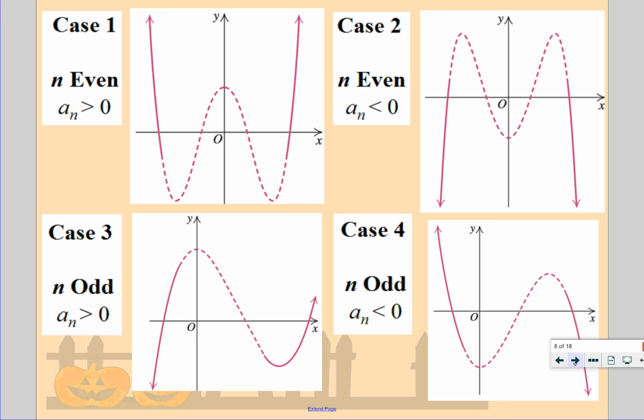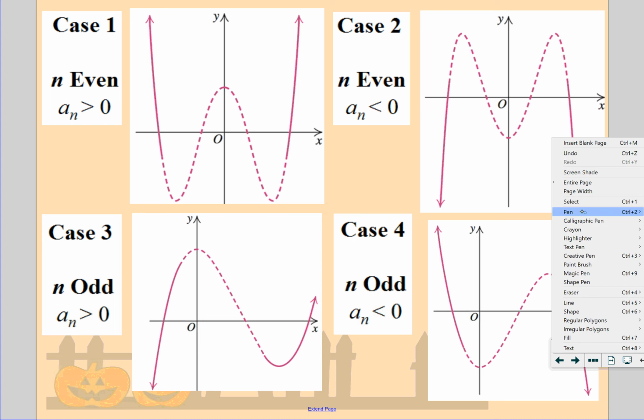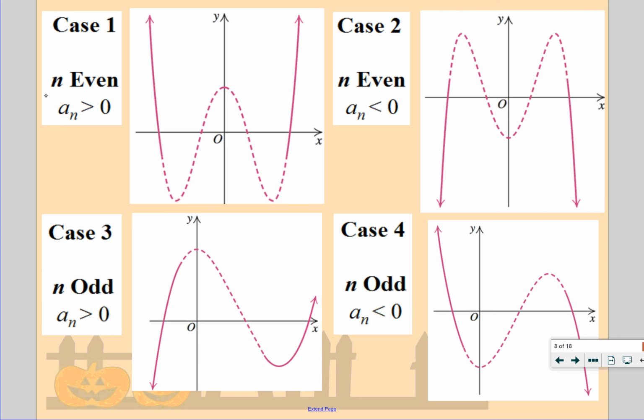Two things that you need to consider to find the end behavior of a polynomial. The first thing we're going to look at is our n, which is our degree. The top two cases represent an even degree function. So second power, fourth power, sixth power, whatever. Both ends will go in the same direction, like our parabolas.